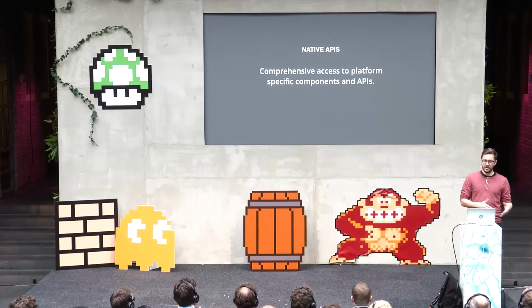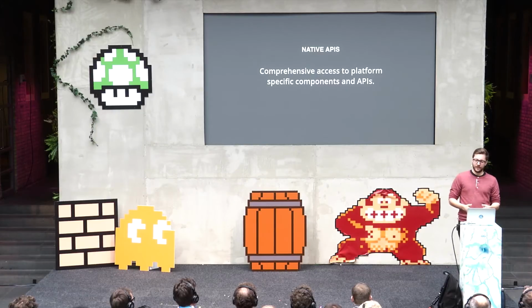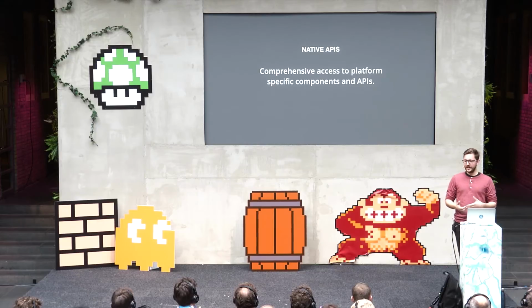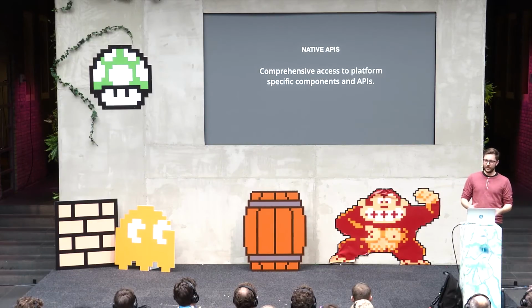So for improving native mobile, we want to have that same sort of comprehensive set of APIs that we can access through JavaScript. And again, using that same abstraction.